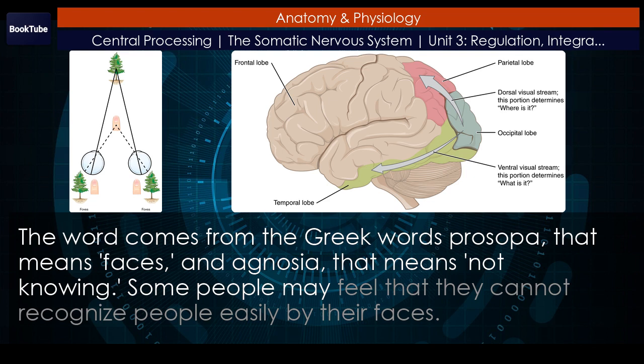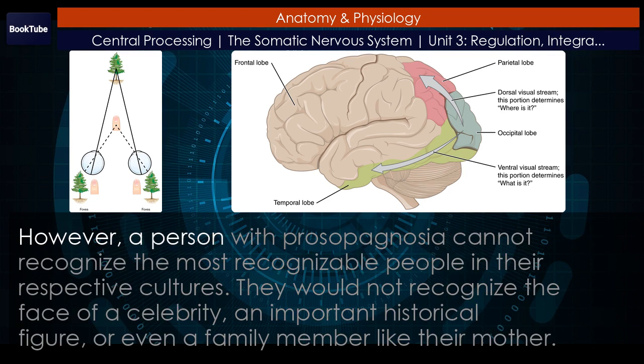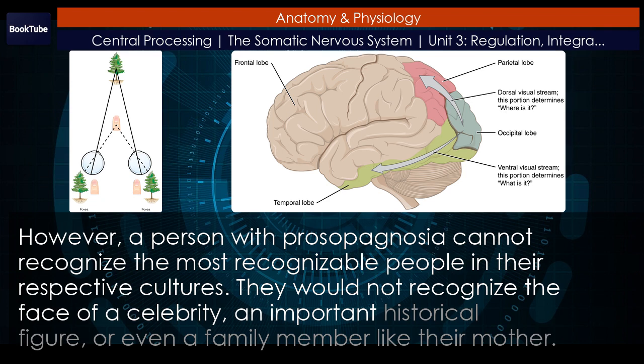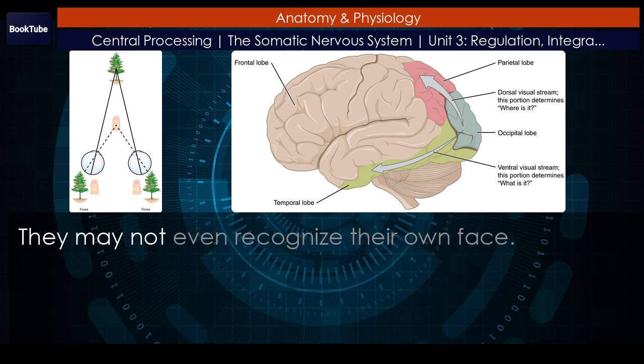Some people may feel that they cannot recognize people easily by their faces. However, a person with prosopagnosia cannot recognize the most recognizable people in their respective cultures. They would not recognize the face of a celebrity, an important historical figure, or even a family member like their mother. They may not even recognize their own face.